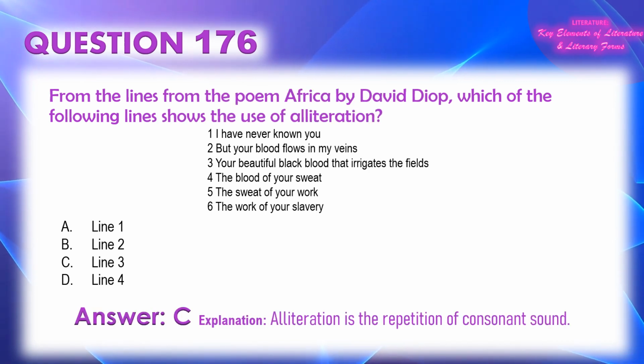Question 176. From the lines from the poem Africa by David Diop, which of the following lines shows the use of alliteration? Answer: C. Line 3. In figures of speech, alliteration is the repetition of consonant sounds. In line 3, the consonant sound repeated is the sound B, beautiful black blood.